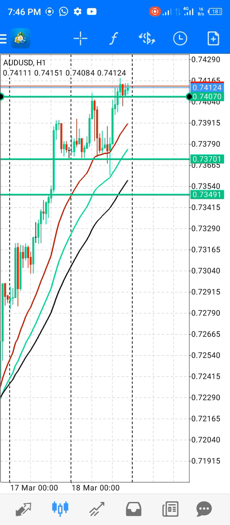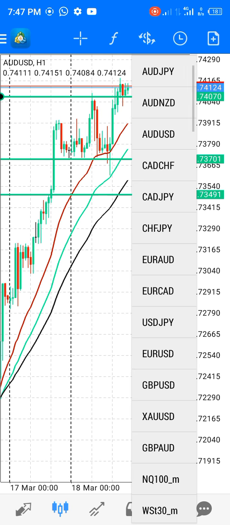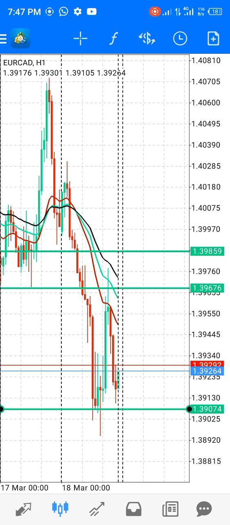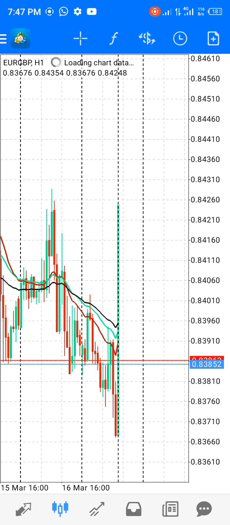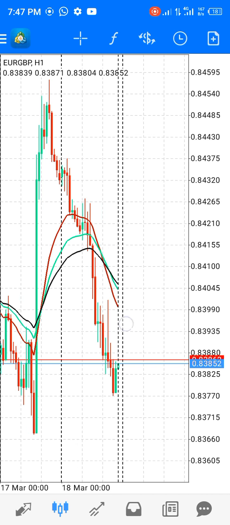So those of you that have laptops can test run this strategy. It works very well. Let's look at EuroCAD. It can work on all pairs. Okay, let's look at Euro GBP.